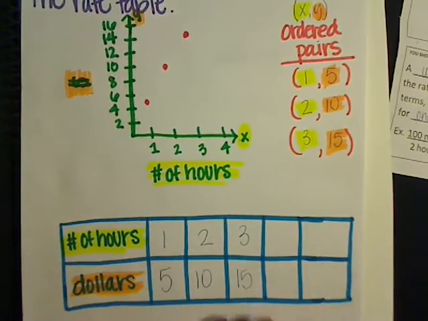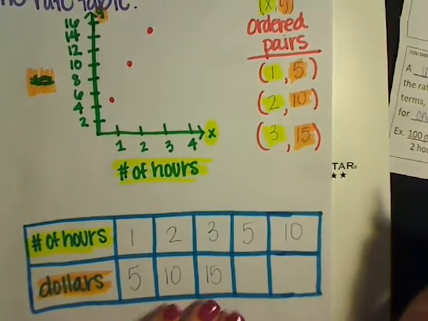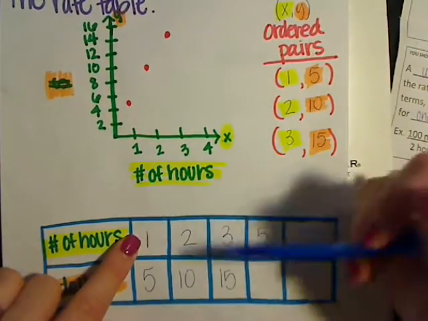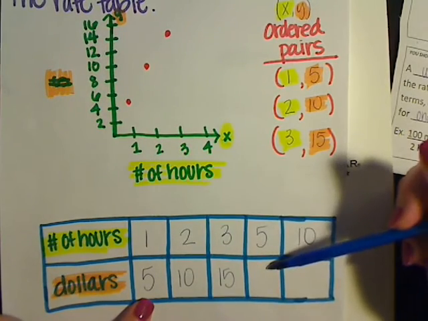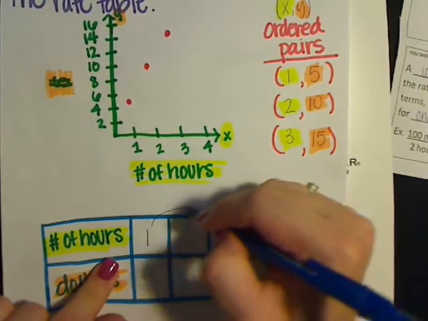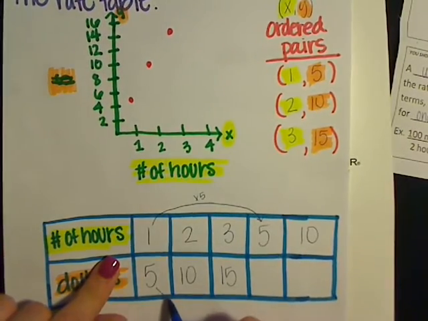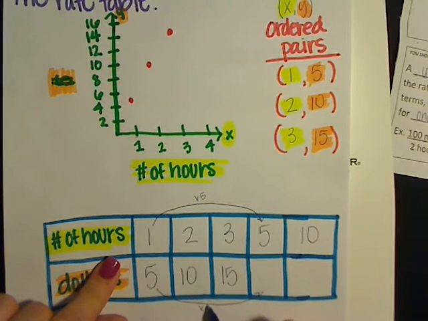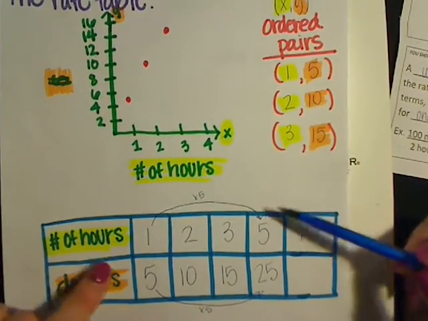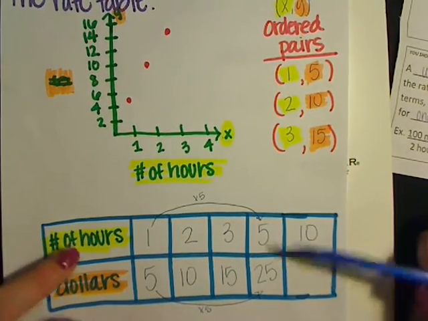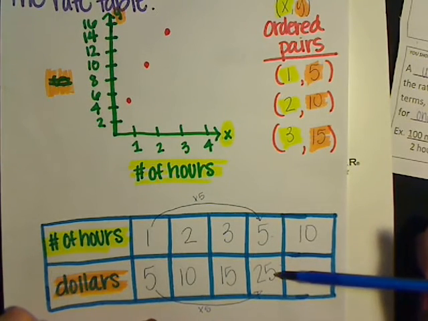Now I can use this to complete the ratio table. If I put a 5 here and a 10 here, let's see. In 1 hour, she makes $5. So in 5 hours, how much money will she make? Well, I know that 1 times 5 is 5, so I can do the same thing here. 5 times 5 would be 25. So we're using the graph to complete the ratio table, or rate table, excuse me. So in 5 hours, she'll make $25.